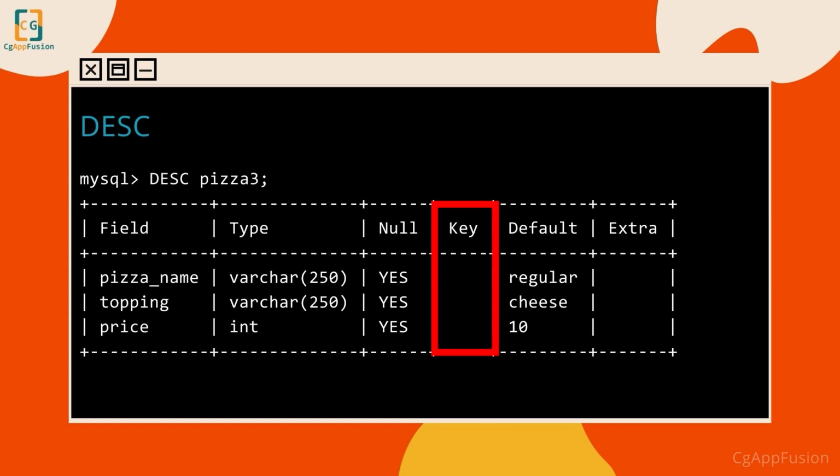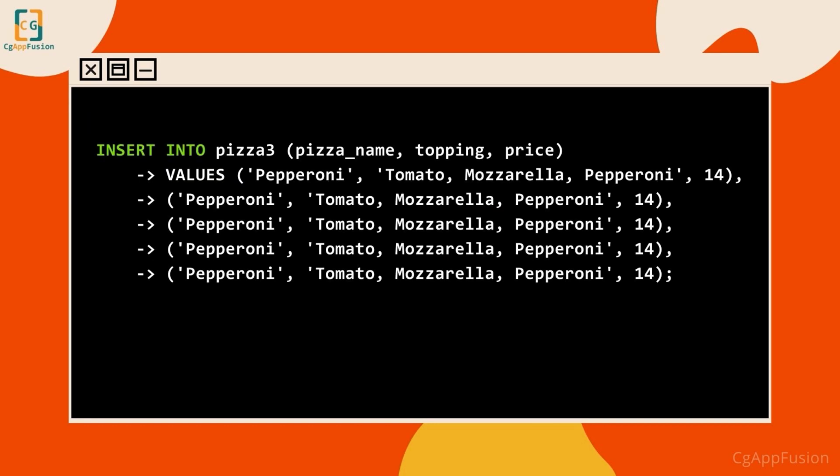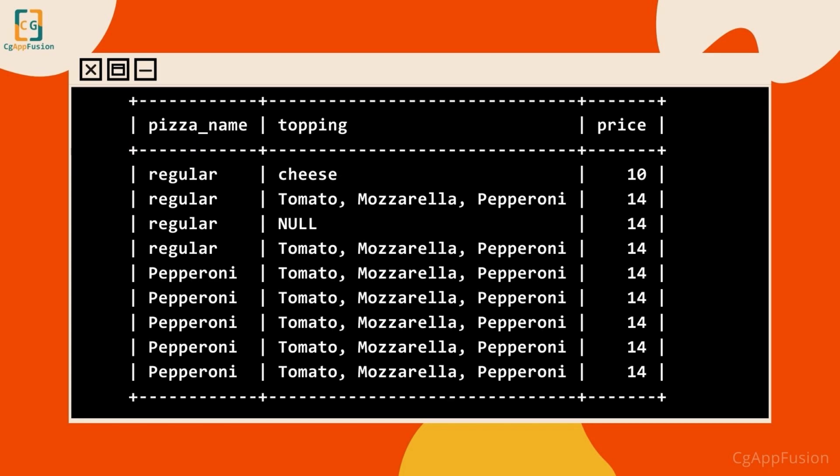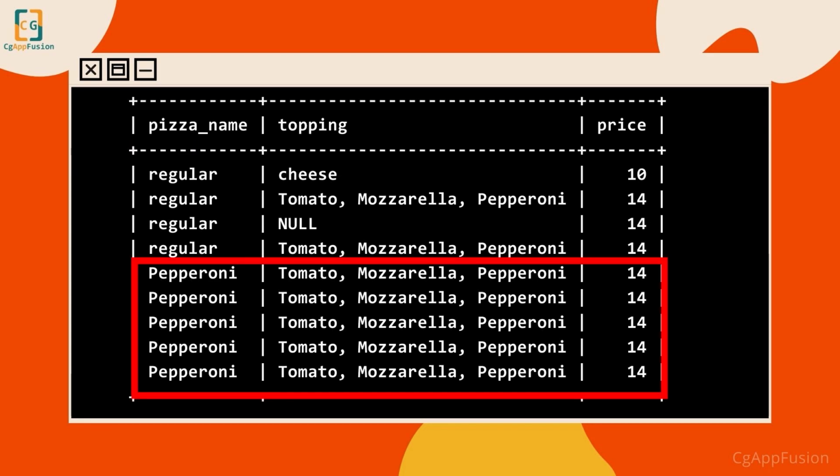So right now you can see that the key section is empty in our table. And if you check our previous tables, it will be empty as well. So the big question is how the key is going to help us. Right now I can insert pizzas with the same pizza name, toppings, and price. I can insert as many of them as I want. And this is what we will get in our database.